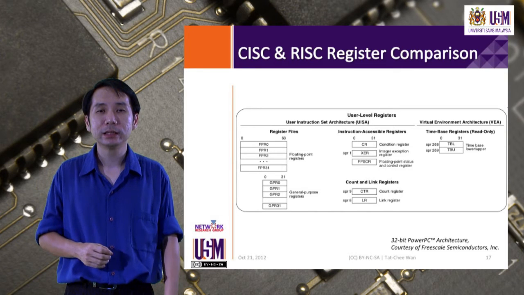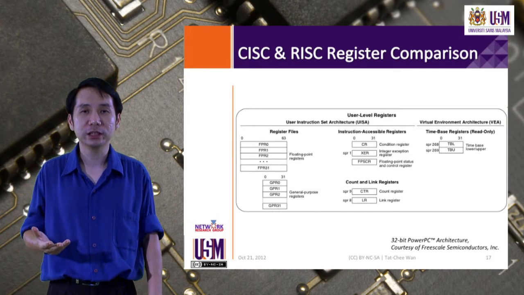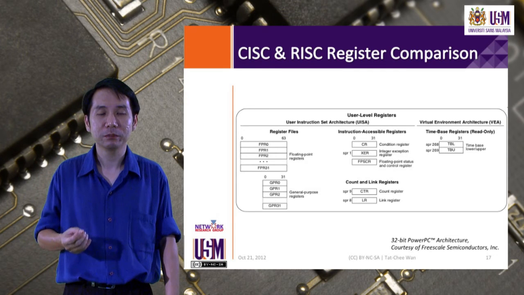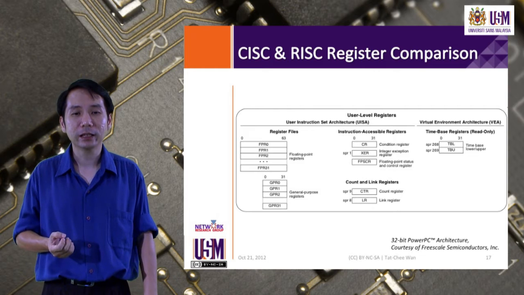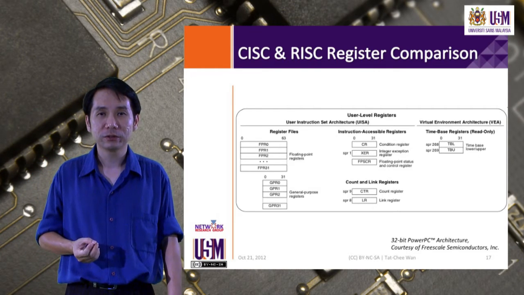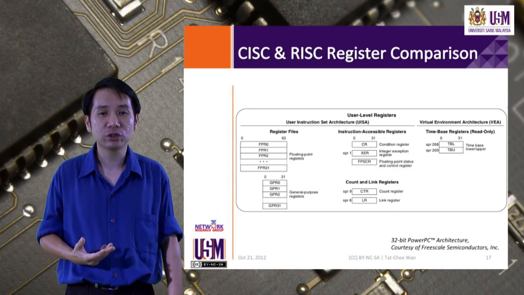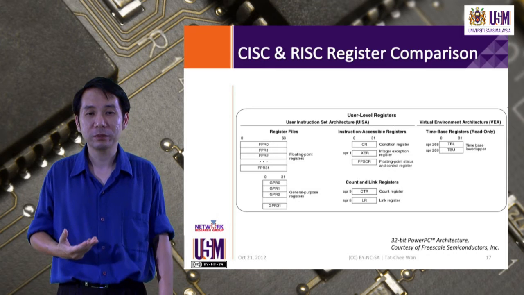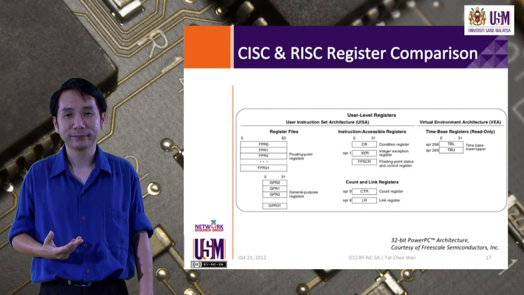In contrast, a typical RISC processor, such as a PowerPC processor shown here in this diagram, has a large number of registers available to the user. Typically, there are 32 general purpose registers for integer arithmetic. In addition, there are another 32 floating point registers that can be used for floating point and other calculations.